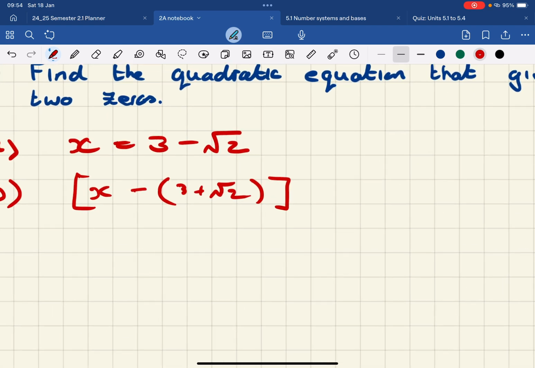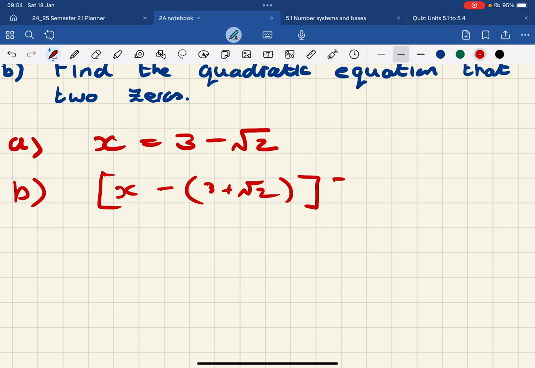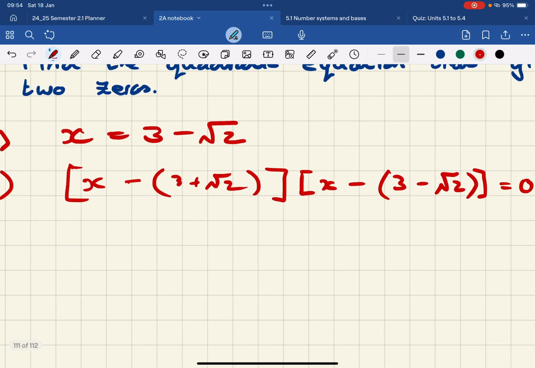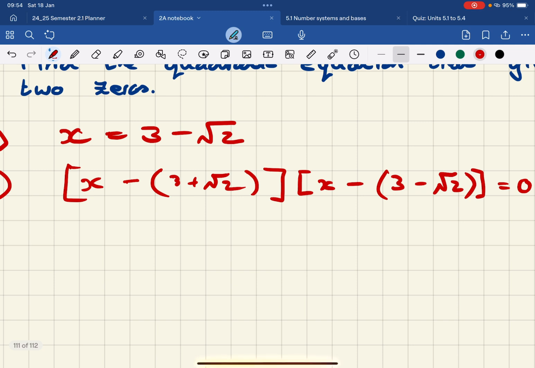and I'm going to just zoom in a bit here. And I'm going to do the other one, which is x minus 3 minus root 2. And because I'm looking for zeros, these have to equal 0, and I'm going to make up the equation. So I'm going to expand this and make it x squared.